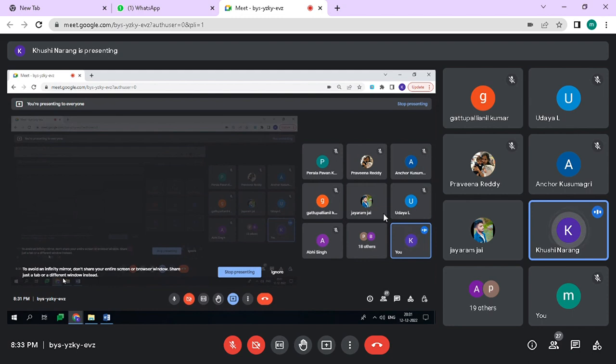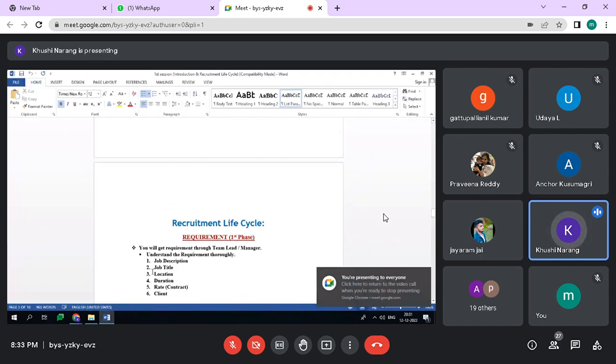The first step is to understand the requirement. Read the job description, right? You will get the requirement through your team leader or manager. The first step is to understand the requirement thoroughly. Go through the job description, learn about the job title, location, duration, and which type of employment the client is looking for. Is it contractual, full-time, or contract to hire, or who is the client, right? All such things you need to see.